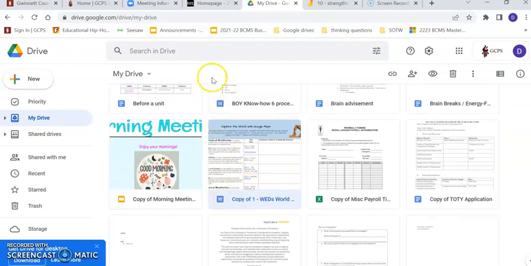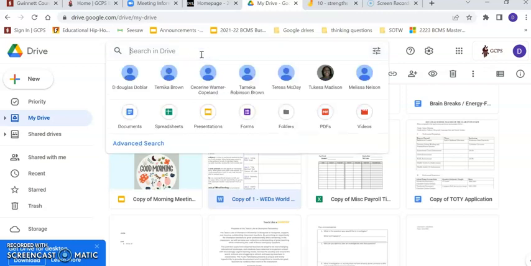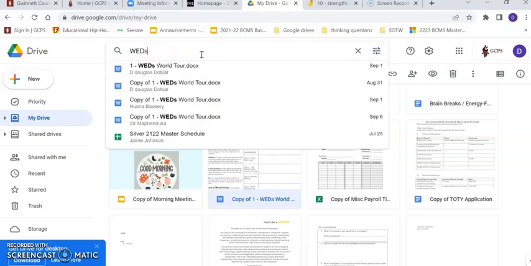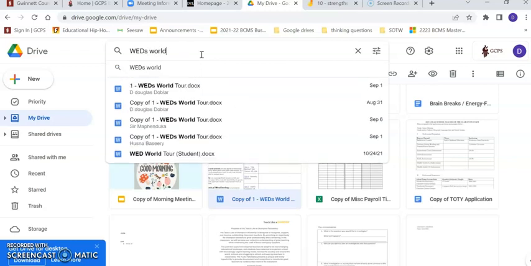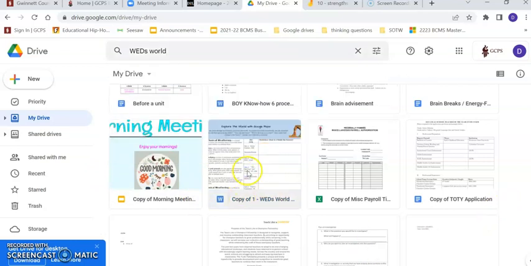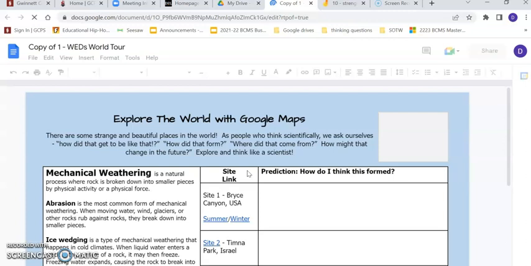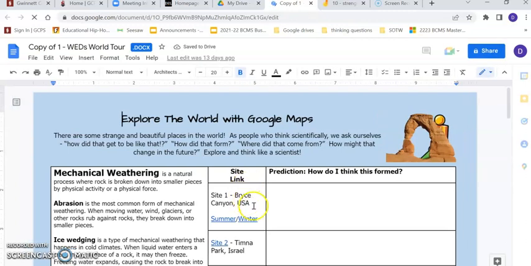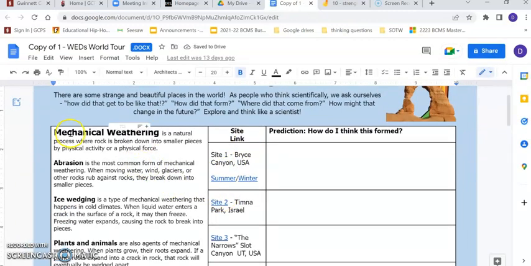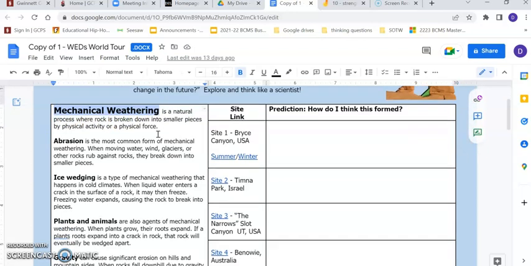You go find it. If you can't find it, if you type in WEDS world, it'll probably pop up there as well. I have lots of copies of it because I've copied it a bunch of times. But there's mine, my Google Drive. So you're going to open that up. And yesterday, you'll recall we learned the different agents of mechanical weathering, also called physical weathering.